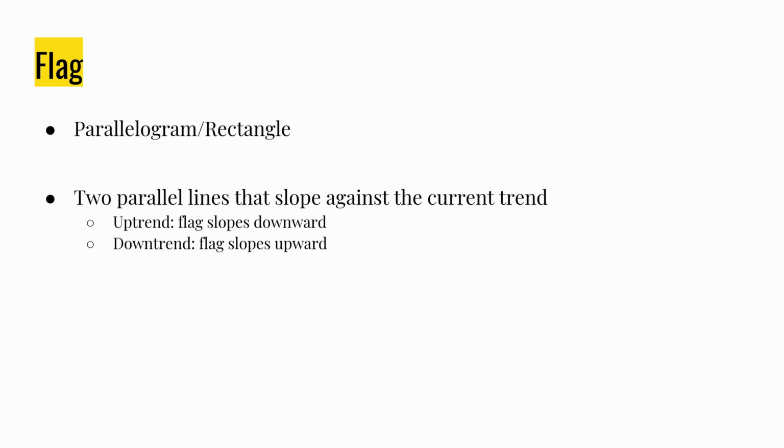With that introduction out of the way, you may be wondering what flags and pennants actually look like. Let's start off with a flag. A flag has a shape of a parallelogram or a slanted rectangle. Therefore, a flag is made up of two parallel lines. The two parallel lines also slope against the current trend. So in an uptrend, the flag would slope downward, while in a downtrend, the flag should slope upwards.